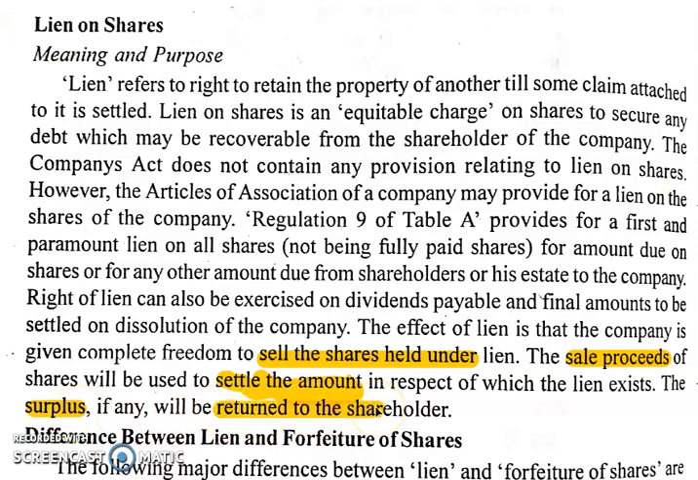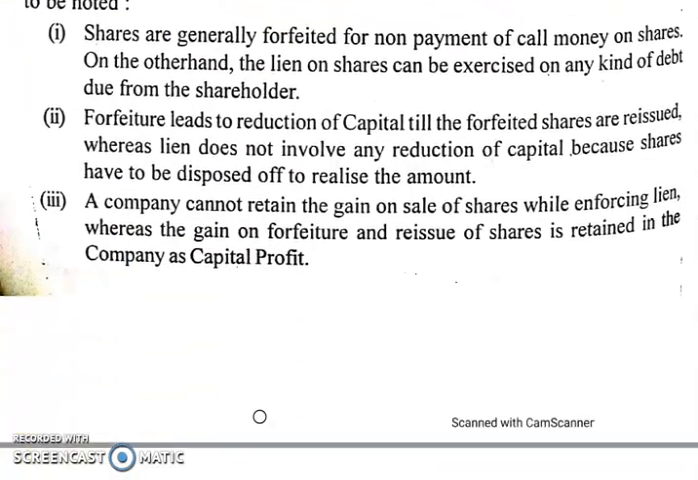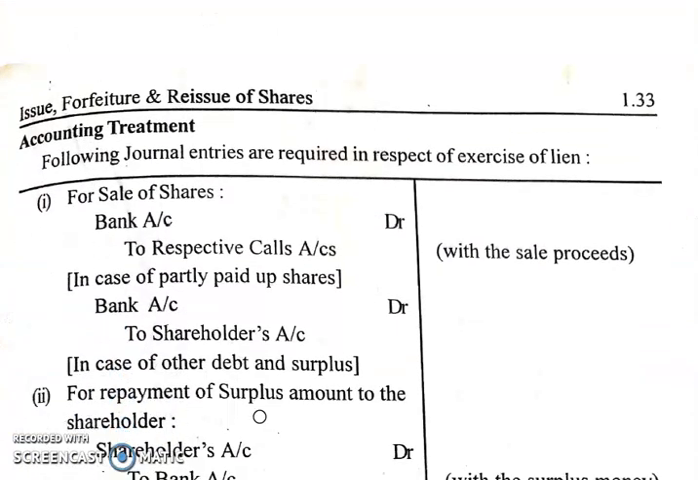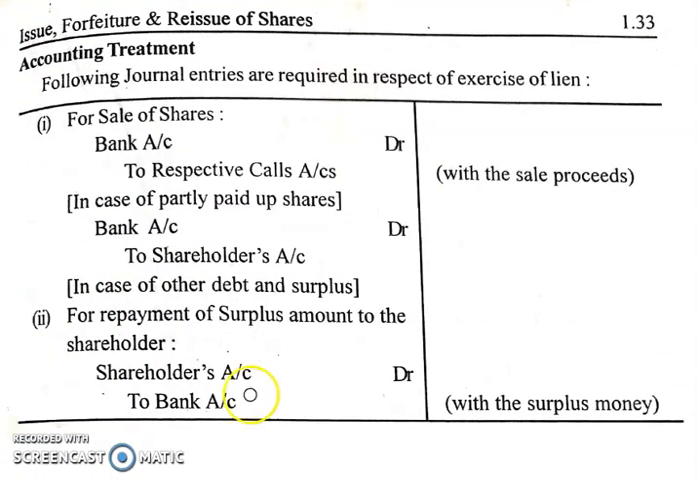So the journal entries related to lien on shares will be only related to this. One entry will be on the sale proceeds, another entry will be when there is an excess, and they will return it back. Now let us move on to the journal entry. Here there are two entries, as I already told you.